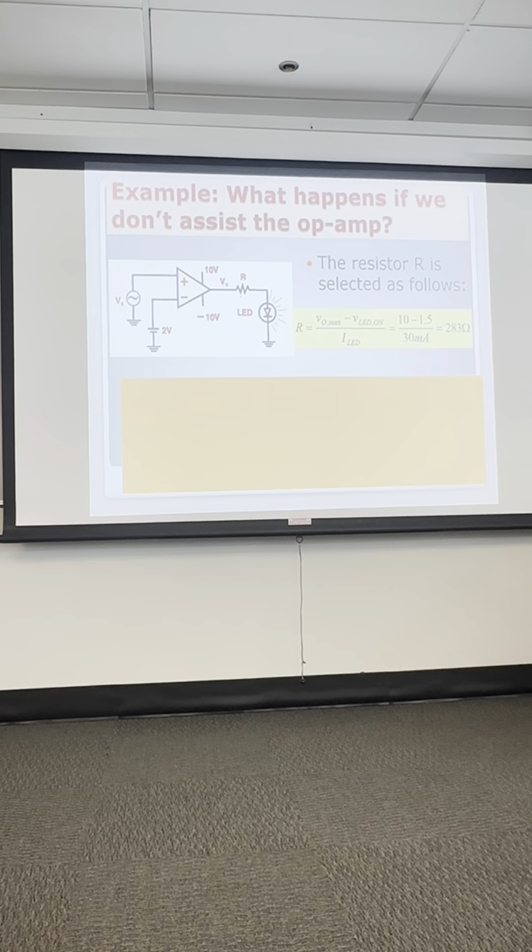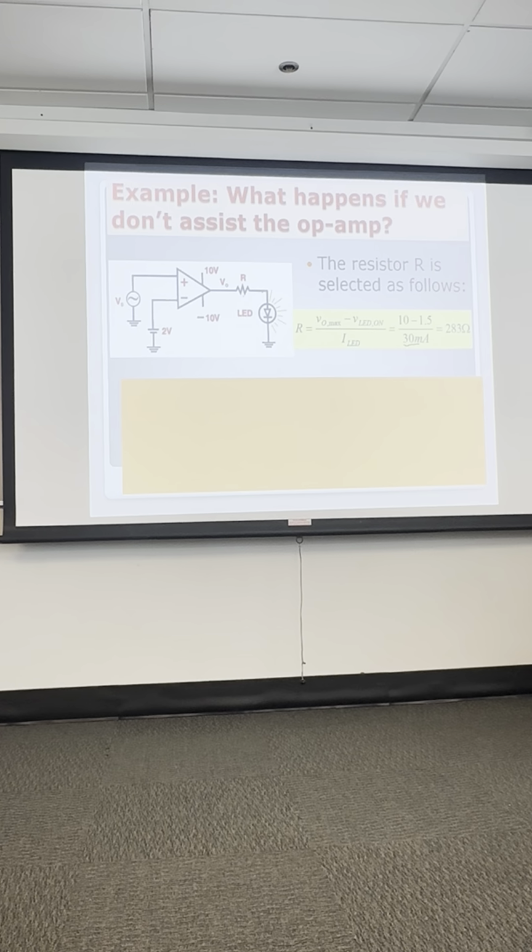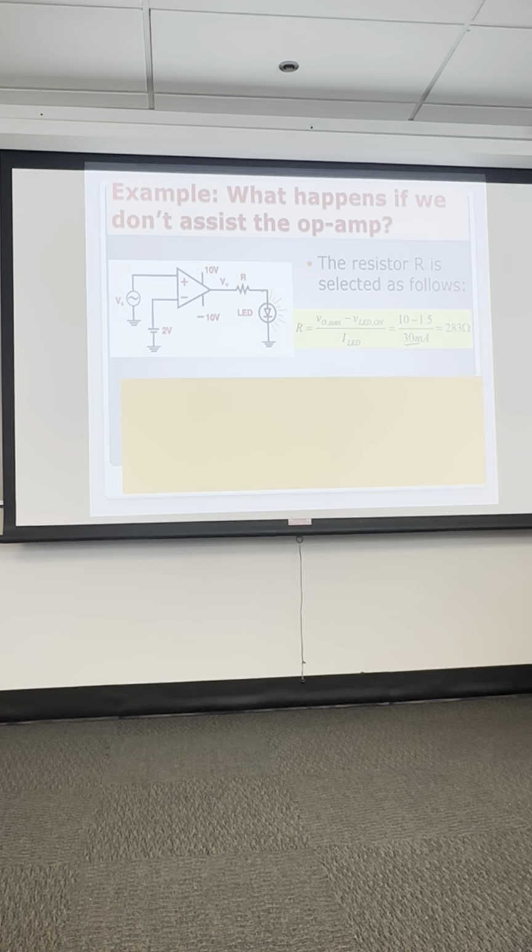So if the LED needs 30 milliamperes and it turns on with 1.5 volts across it, we calculate this series resistor as 10 volts, when the comparator output is high, minus 1.5 volts, over 30 milliamps, so it's 283 ohms. And the assumption was made knowing the op amp can only deliver 15 milliamps of current.